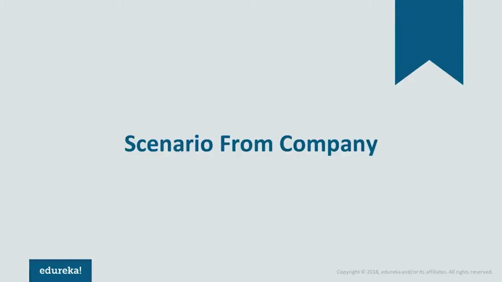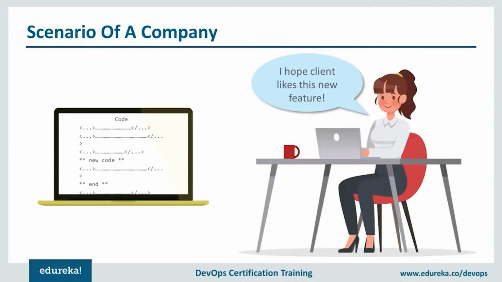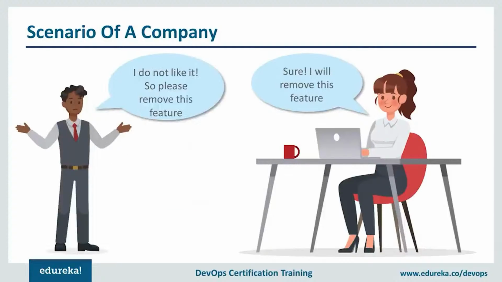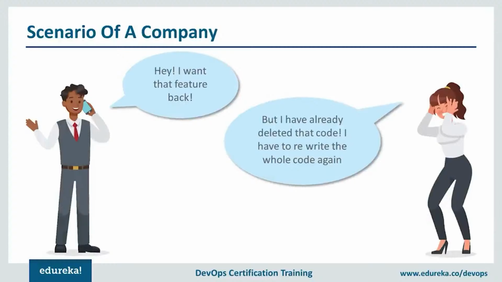So first, let's consider a scenario of a company. Alice is a developer of a company and deals with deploying new features in the UIs created for the clients. Here, she implements a new feature in the UI hoping that her client would like it. But the client doesn't like the feature and asks her to remove it. So as a result, she deletes the code. But after a few days, the client calls her back and asks her to put the feature back.